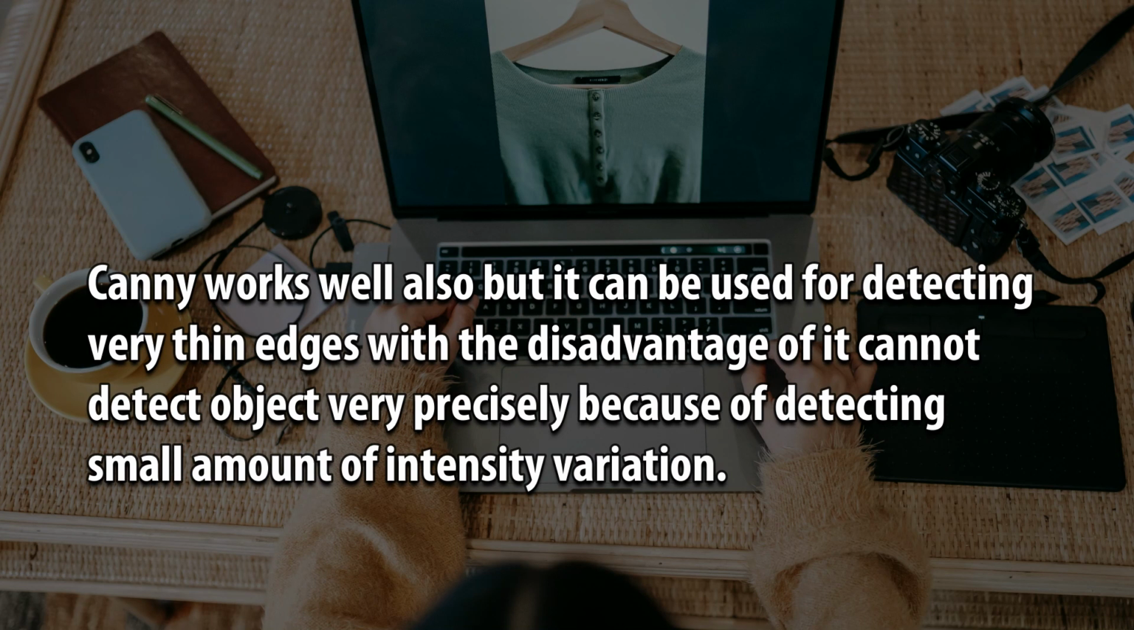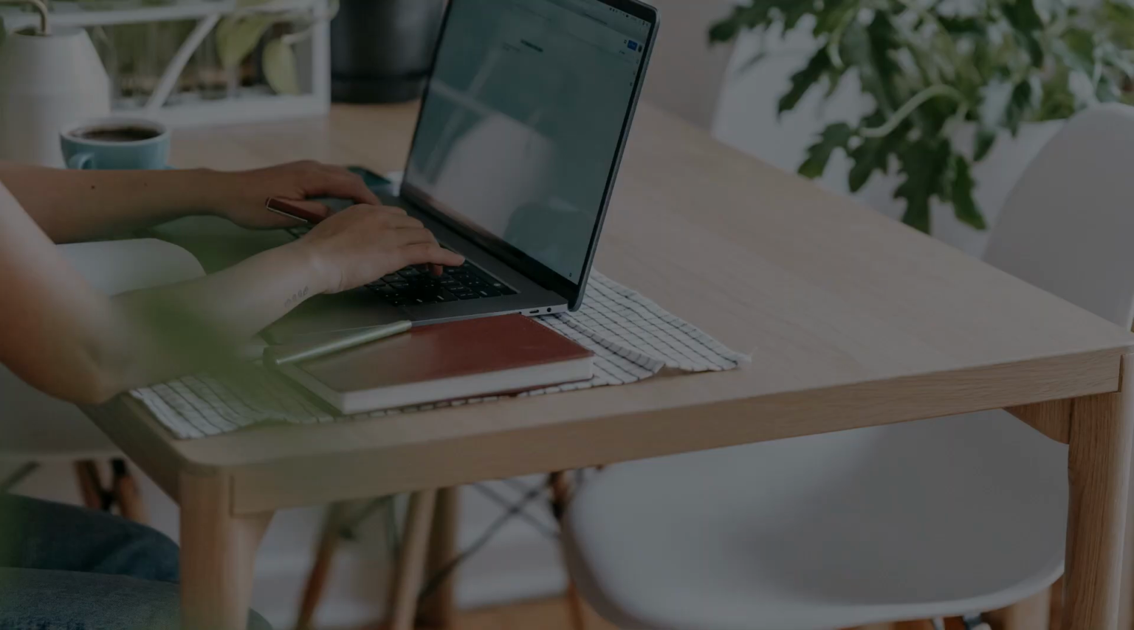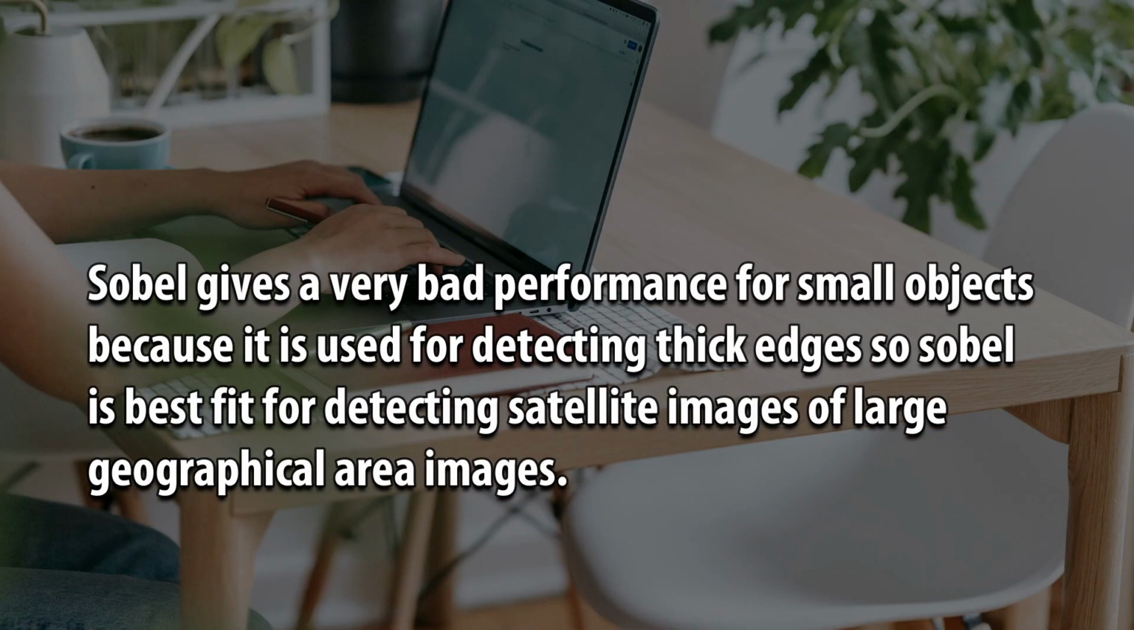Canny works well also, and it can be used for detecting very thin edges, with the disadvantage that it cannot detect objects very precisely because of detecting small amounts of intensity variation. Sobel gives a very bad performance for small objects because it is used for detecting thick edges, so Sobel is best fit for satellite images of large geographical areas.